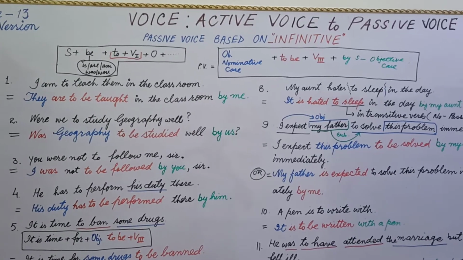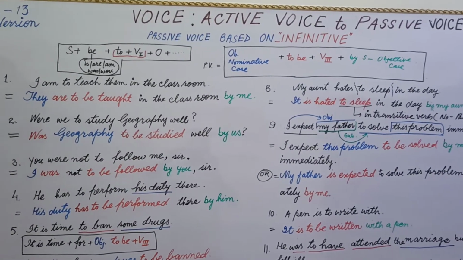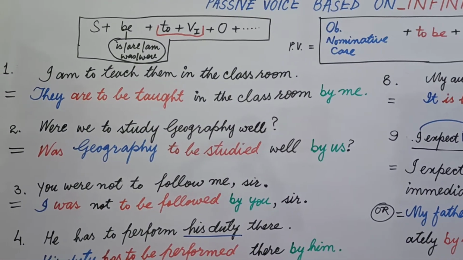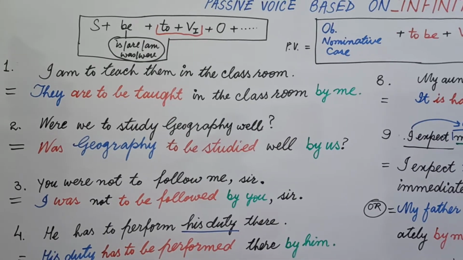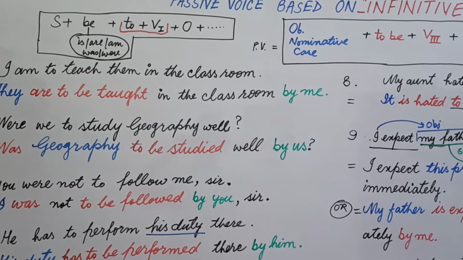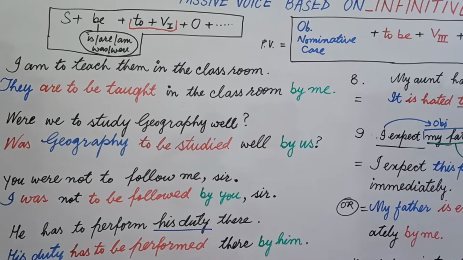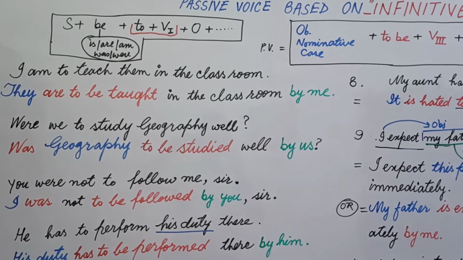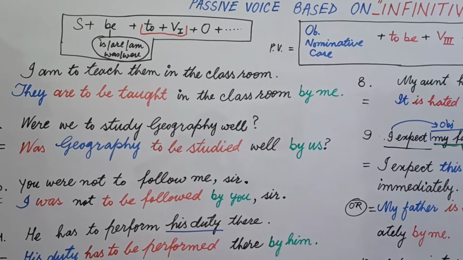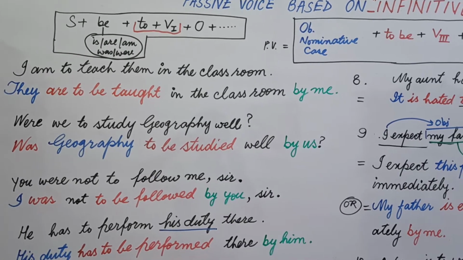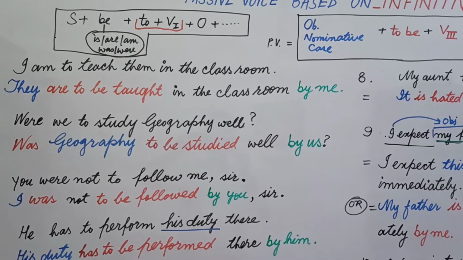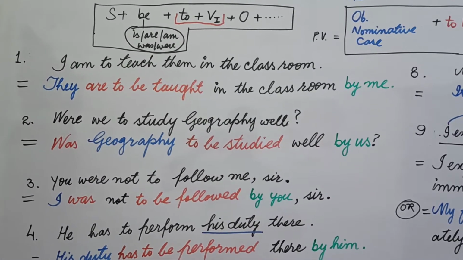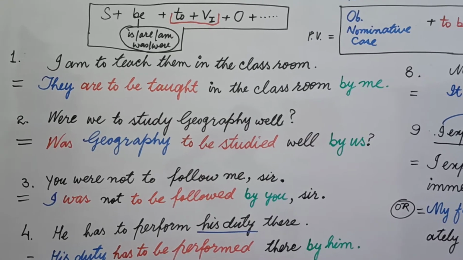Now to study infinitive-based passive voice, let's begin with example number 1. I am to teach them in the classroom. Students, this sentence is based on this structure: subject plus be. Be means linking verb, and the linking verb is 'am' here. A linking verb is a verb where we don't use any main verb, with the words is, are, am, was, were. This sentence is long, but you just focus on the subject. The subject is 'I' here, and the object is 'them'.